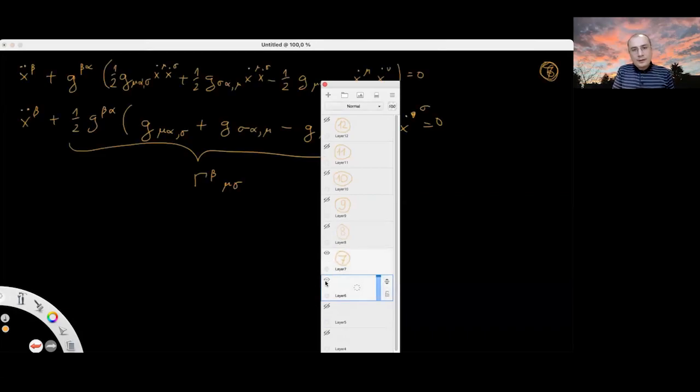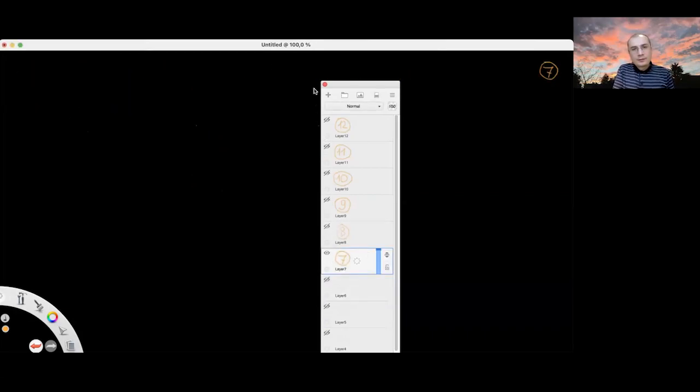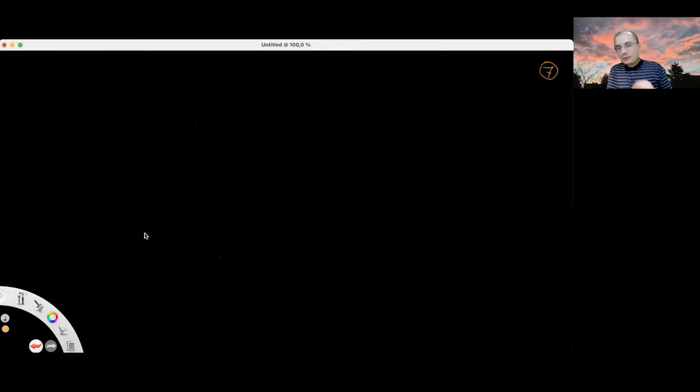So now we will calculate the Christoffel symbols in a simple case. So, Christoffel symbols.